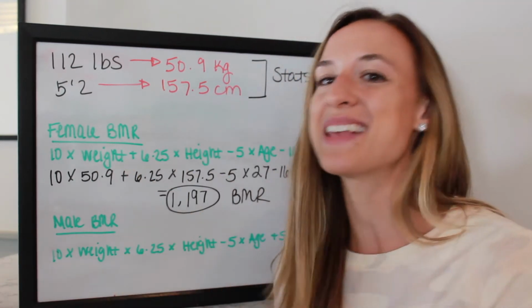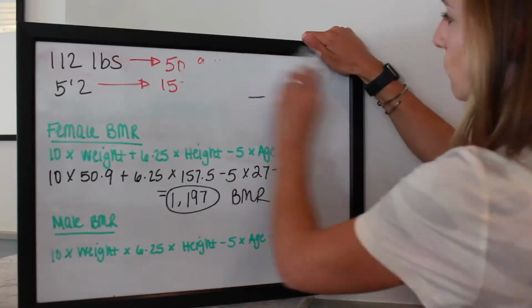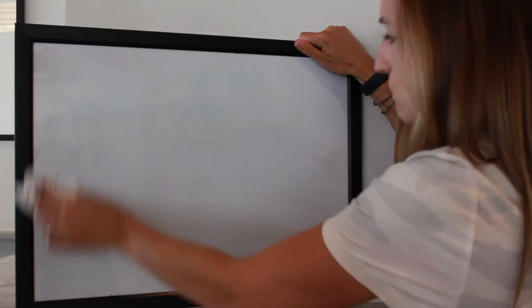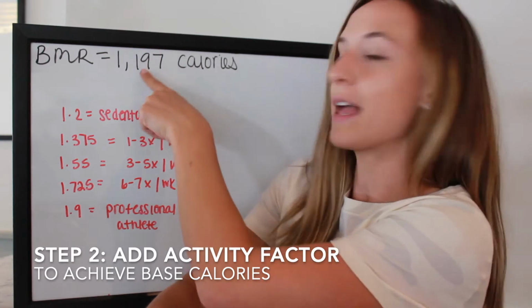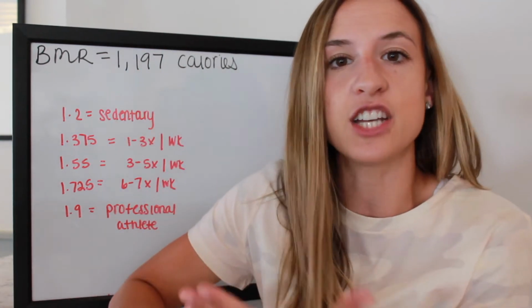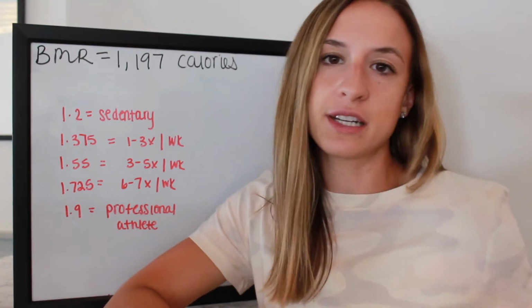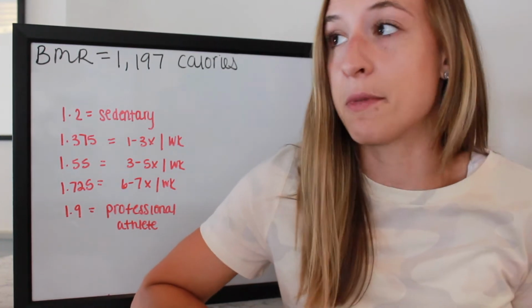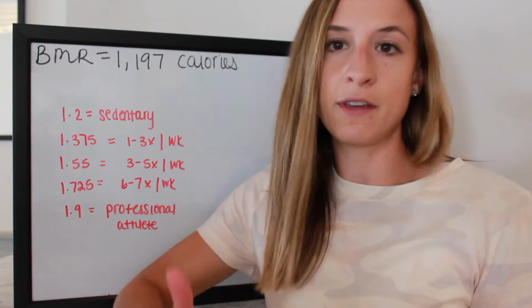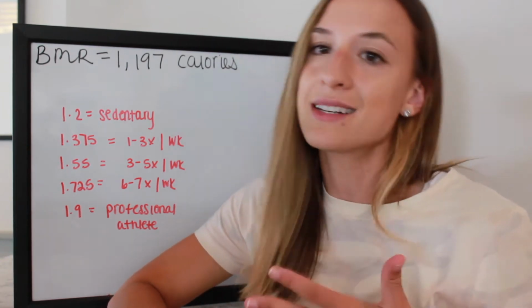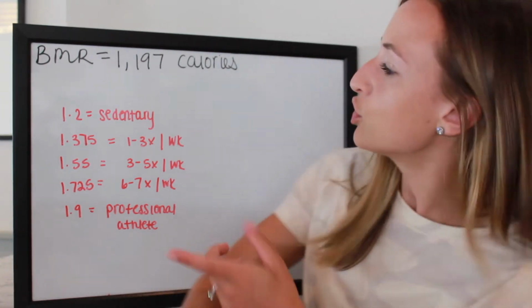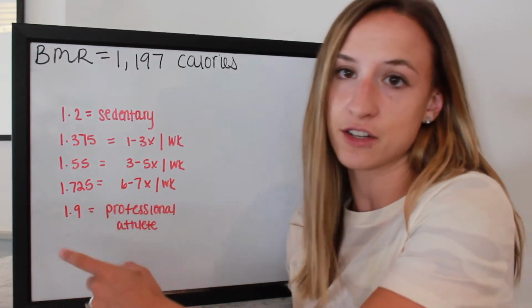Now what we need to do is add an activity factor. We already know that my body will naturally burn this many calories every day just by me surviving and living. But on top of that, you need to consider how active you are. For example, I'm a physical therapist, so I'm always on my feet, I have a really active job, and I go to the gym nearly daily. So we have to add one of these activity factors in.